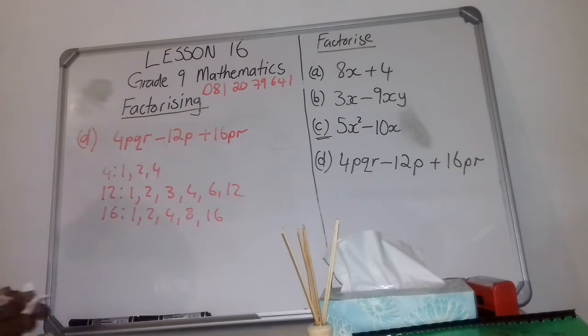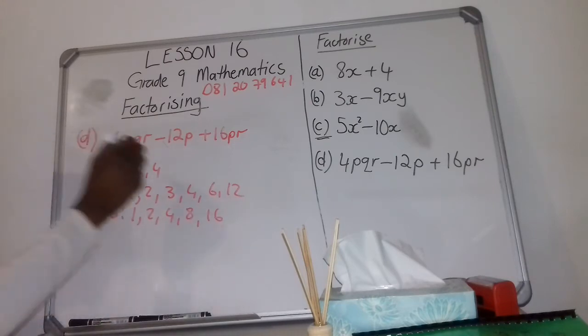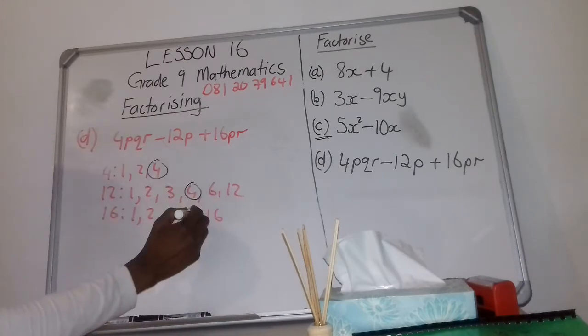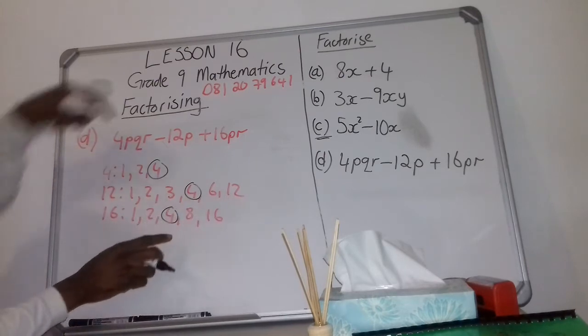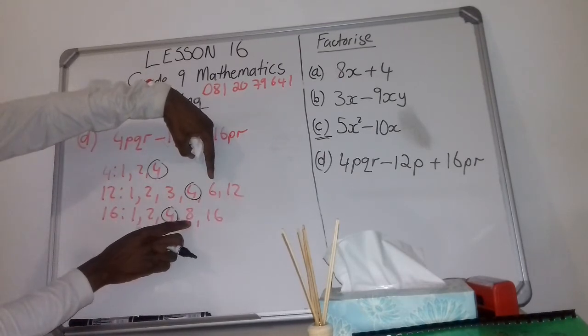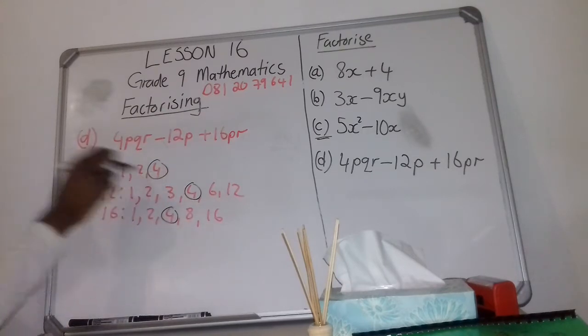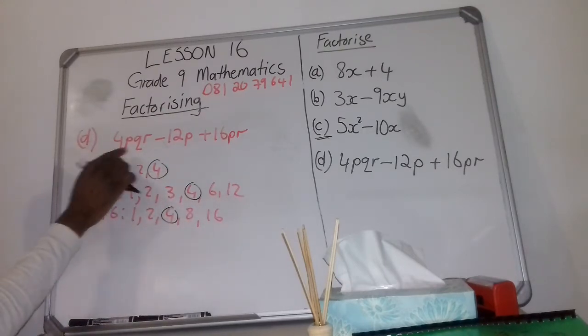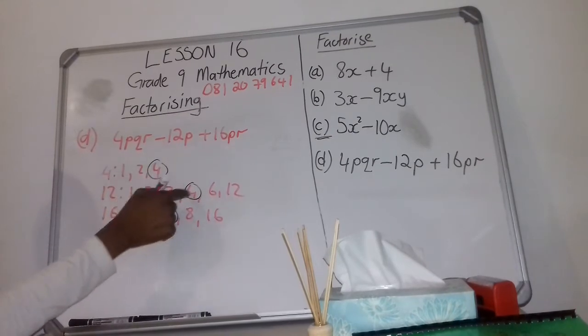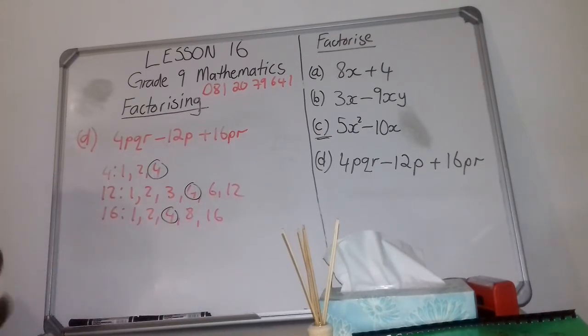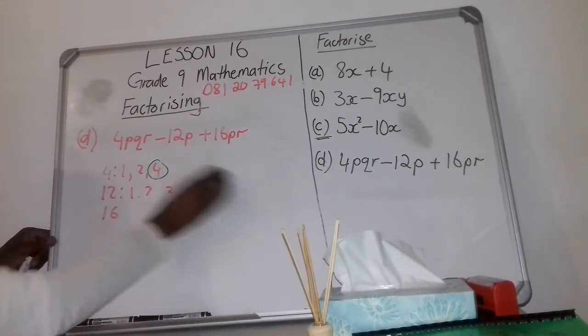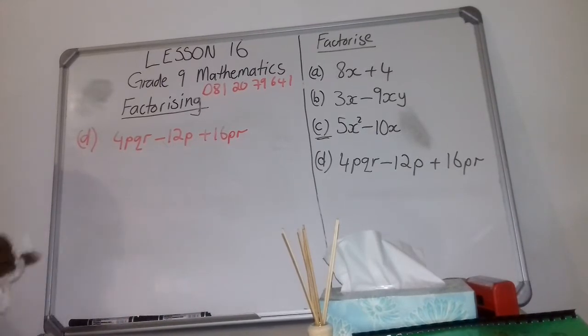Now, if you look at this, this one has a 6, this one has an 8. But there's no 8 here, there's no 6 here, and there's no 6 or 8, so we go for 4. The highest common factor of 4, 12, and 16 is none other than 4. And the letter will be P. So let's divide each term by 4P.